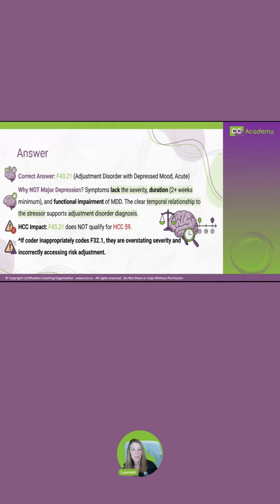Now, what's the HCC impact? F43.21 does not qualify for the HCC 59. So if you inappropriately code this as F32.1 for moderate depression, you're overstating the severity and incorrectly assessing risk adjustment. That's a compliant no-no. So you've got to get this right.